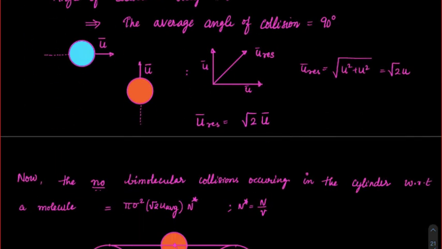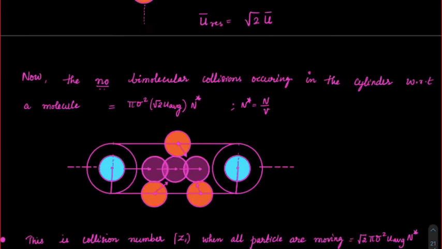So if it is 90 degrees, what is the average speed every particle will have now? Because this is u and u, this is how they are colliding. The average speed will be, this is the resultant, so that would be equal to under root of 2 into u original average. So this would be the new speed of the particles, root 2 into u.